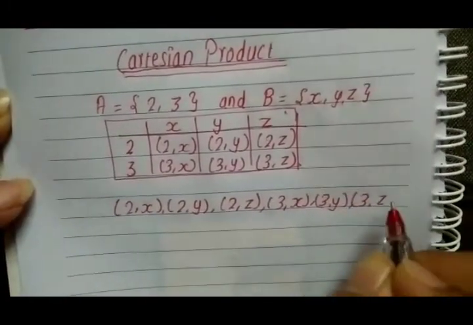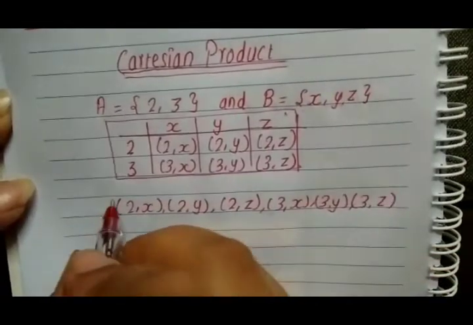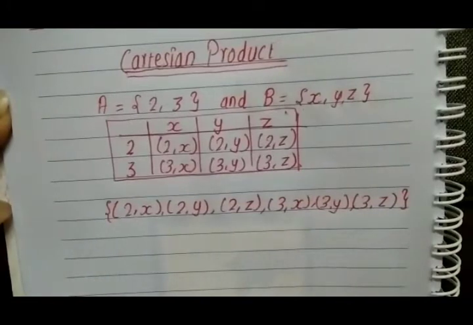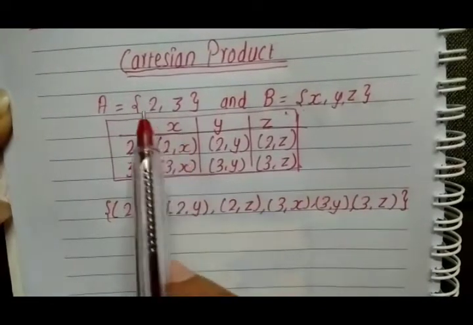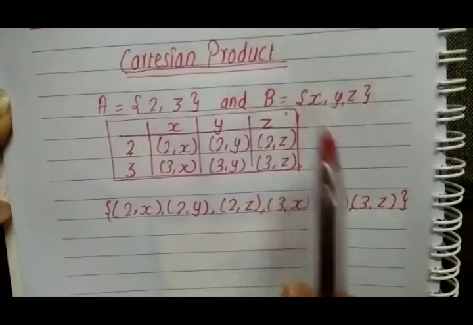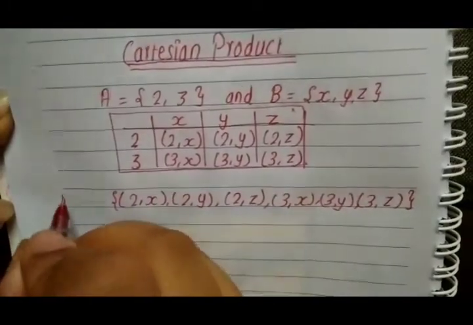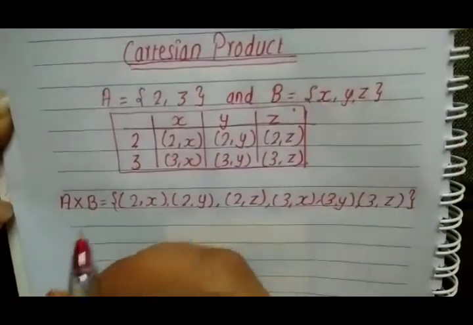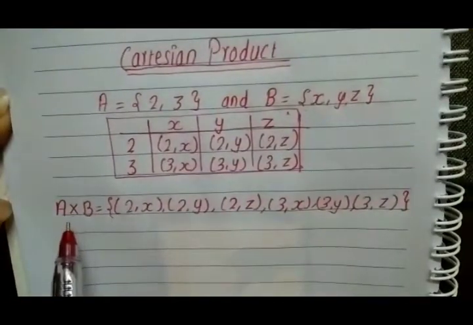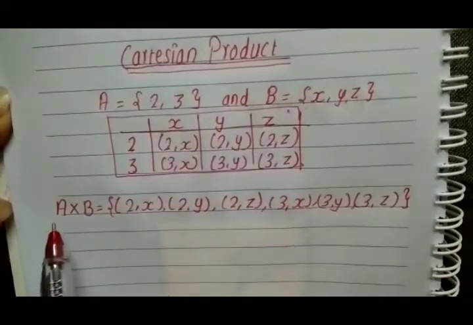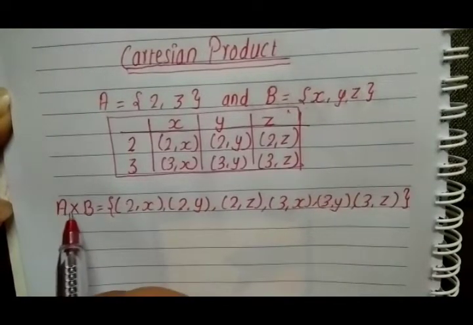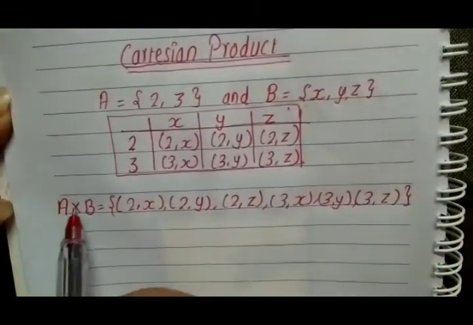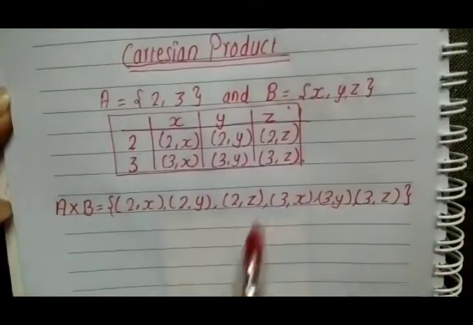Now these all we will include within curly brackets. These elements are formed by crossing A elements to B. So we can write here A cross B. This sign looks like multiplication, but this is not a multiplication. We are writing it as A cross B, from A elements to B elements. So it is A cross B.